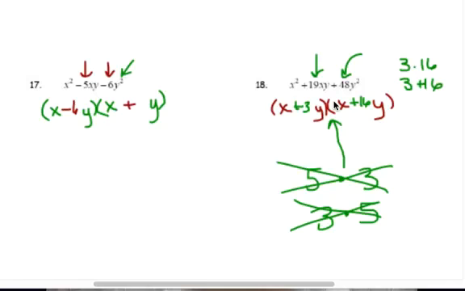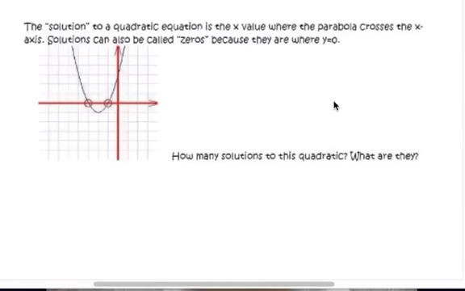Multiplication, order doesn't matter. Okay? All right. Now, let's look at this graph. The solution to a quadratic equation, remember those are quadratics that we were just talking about because they have a degree of 2. The solution is the x value where the parabola crosses the x-axis.